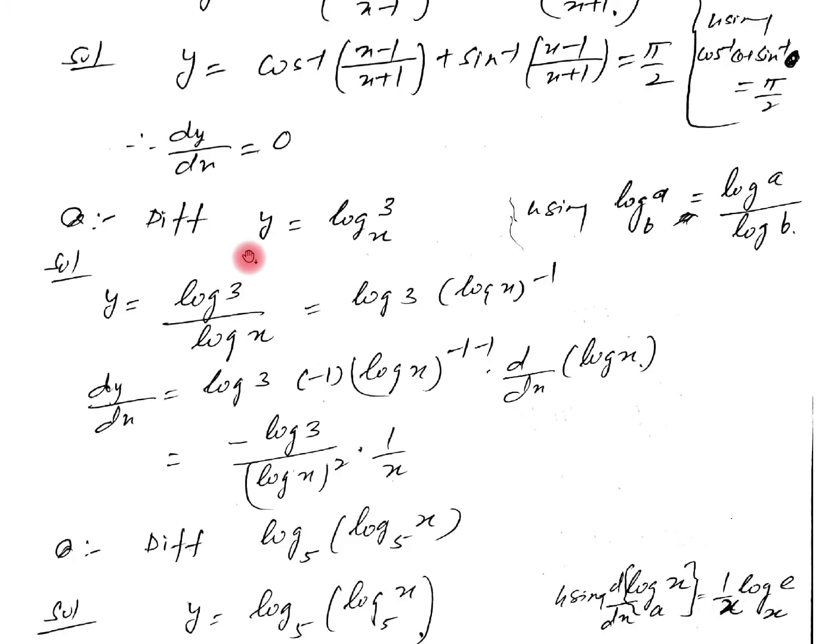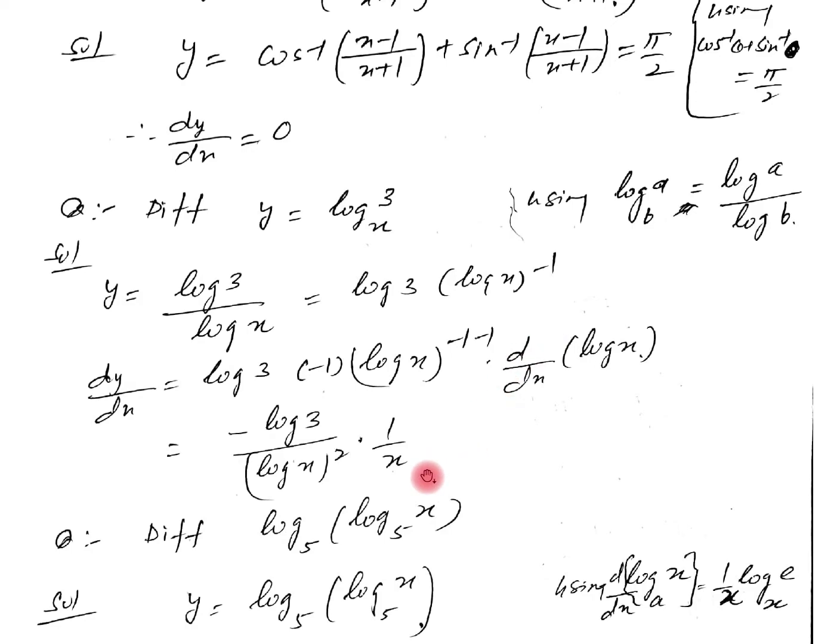See it again. Just see the start, we have to differentiate y equal to log of 3 with the base x. First we can write y as log of 3 upon log of x. The constant quantity will remain as it is. We will differentiate the remaining function. It can be written as log of x whole power minus 1. Then we can differentiate it and get our answer.